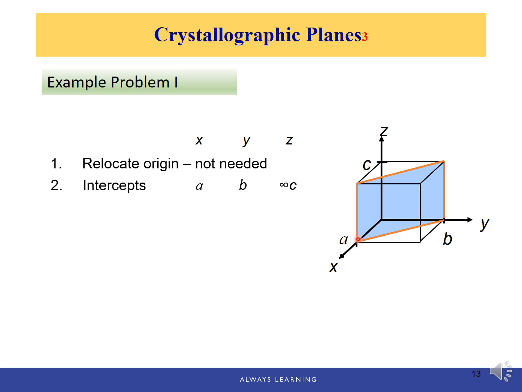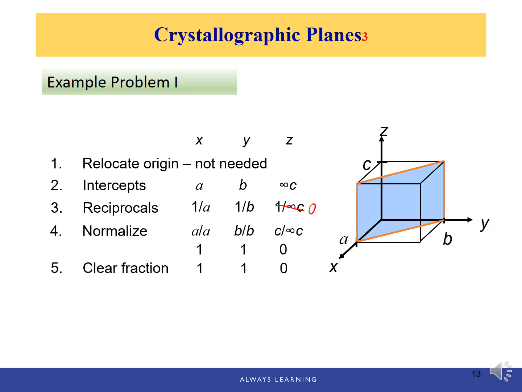For x axis, the intercept is here at A. So x is A, and for y axis, it intercepts at B, so that's B. But this plane is parallel to the z axis, so if it's parallel, it never intercepts. Therefore, the intercept will be infinite. Step 3, take the reciprocals. X, 1 over A, y, 1 over b, and the reciprocal of the infinite c. So here, we can just write 0 directly.